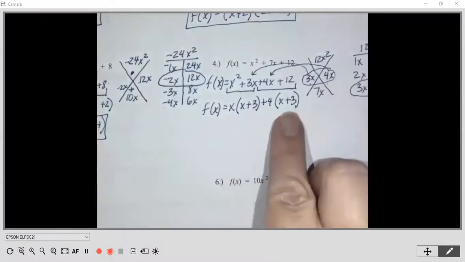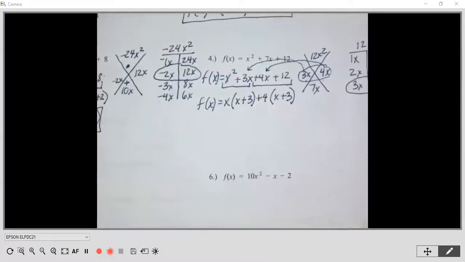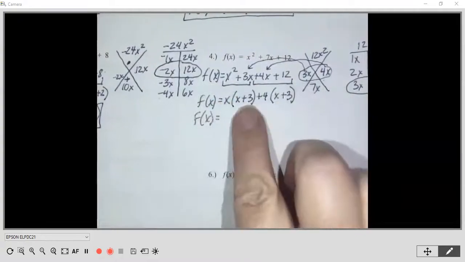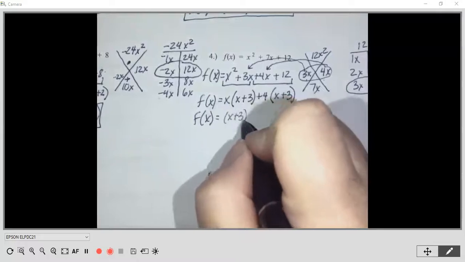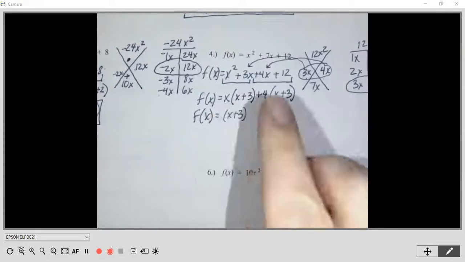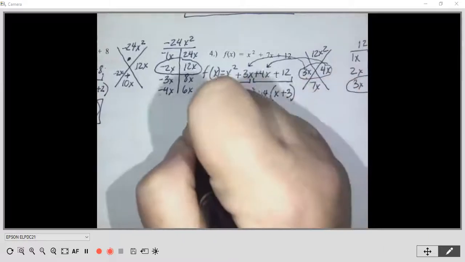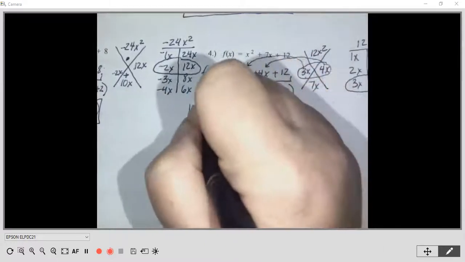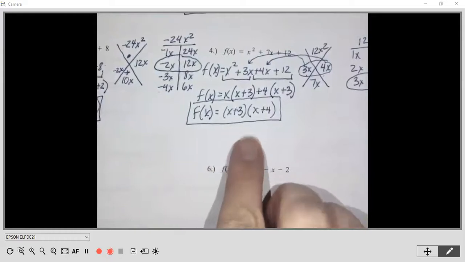Okay, these both have an x plus 3. If they don't, go back and take a look, double check your work. Then I'm going to factor out the x plus 3 from each term, which leaves me with the quantity x plus 4. And if you're checking these with the distributive property, awesome.